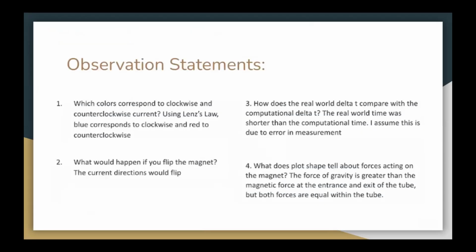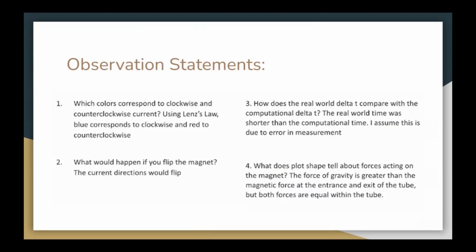And then observation statements. Which colors correspond to clockwise and counterclockwise current? Using Lenz's law, blue corresponds to clockwise and red to counterclockwise. What would happen if the magnet flipped? The current directions would flip. How does the real world delta t compare to the computational delta t? The real world time was shorter than the computational time. I assume this is due to error in measurement, honestly.